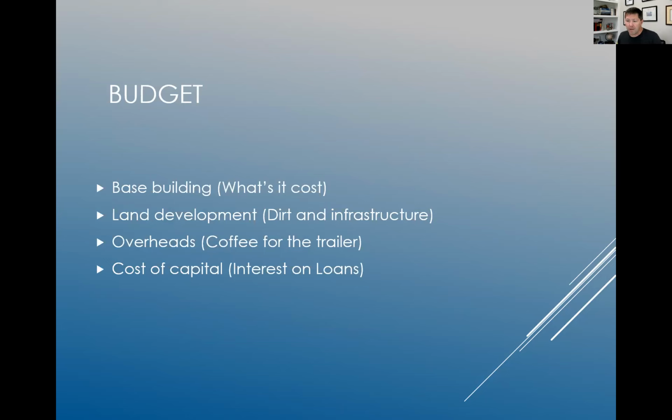I've got overheads. That's coffee in the trailer. That's payroll for maybe ancillary employees that are directly billed to the job. You've got cost of capital on interests on loans. That's super expensive.